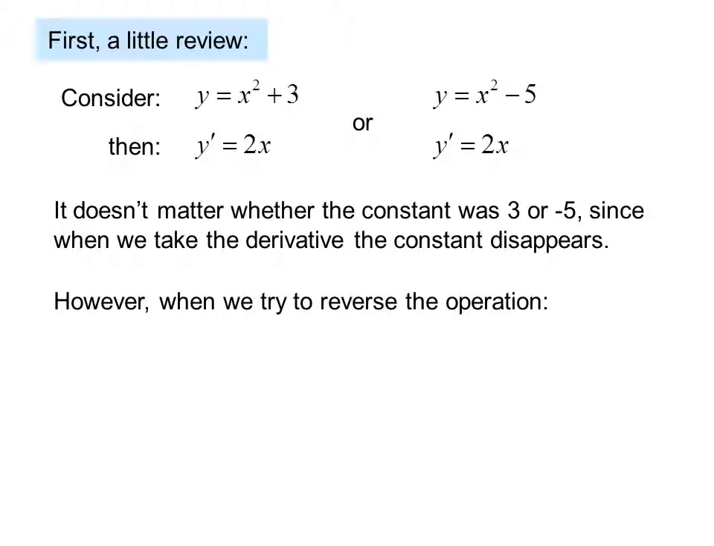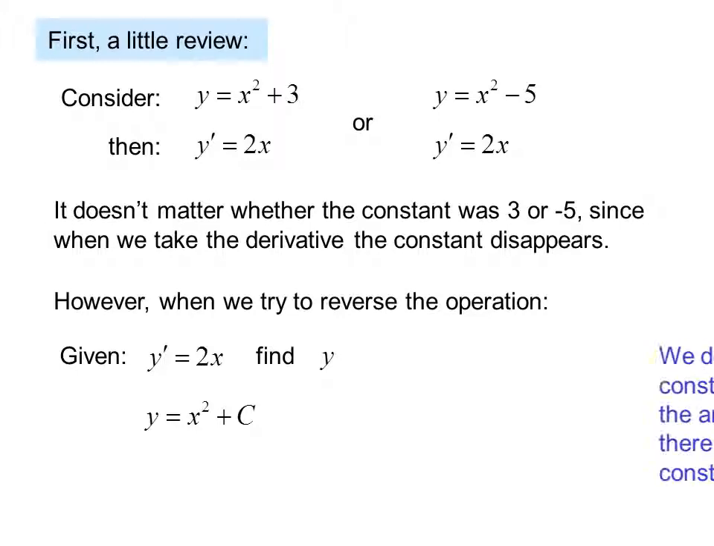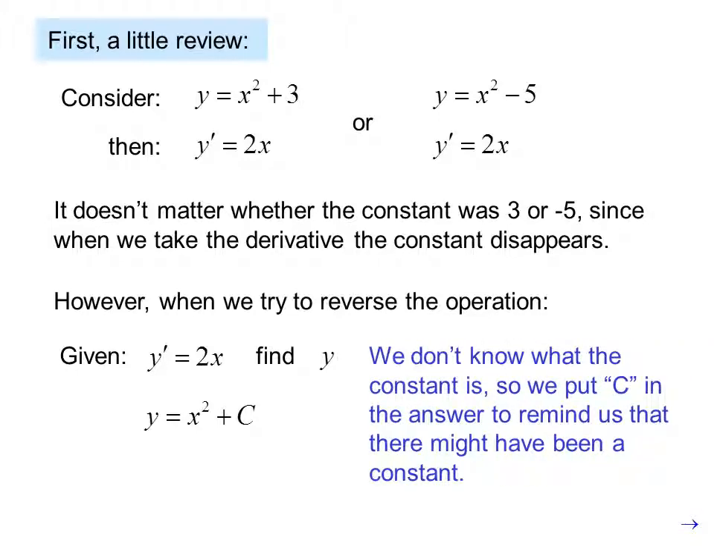However, when we try to reverse the operation, given y prime equals 2x, find y, we get y equals x squared plus c. We don't know what the constant is, so we put c in the answer to remind us that there might have been a constant. If we have some more information, we can find c.